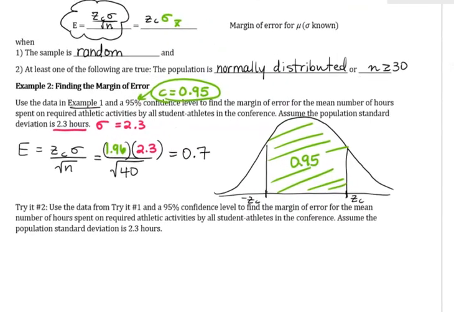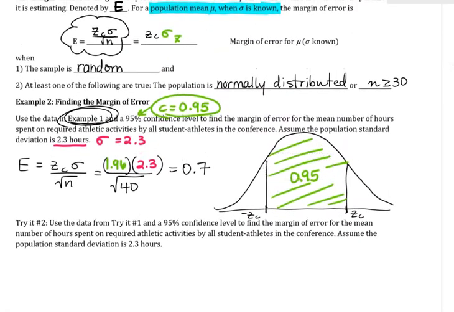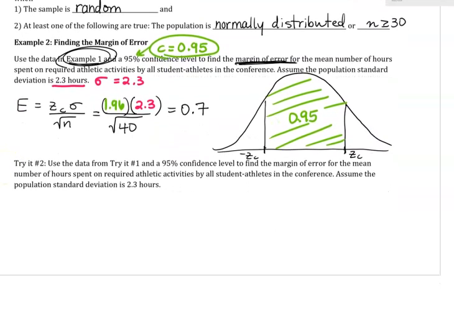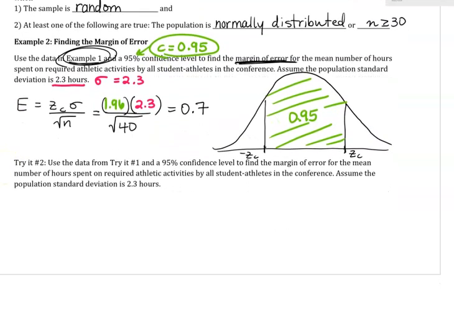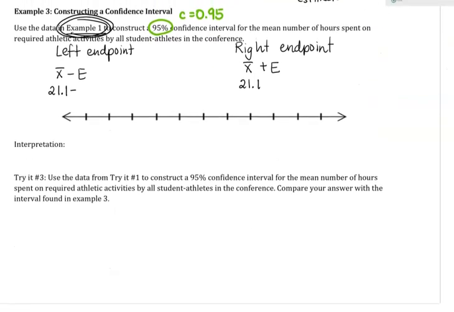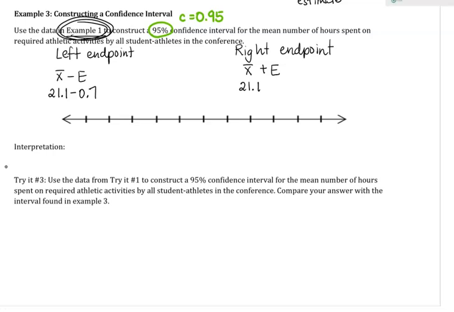Now, what we did in example 2 is we used the data from example 1 to find the margin of error. So we already found the E value for a 95% confidence interval using the data from example 1, and E is equal to 0.7. So I'm going to subtract 0.7, and I'm also going to add 0.7, which is going to get me to 20.4 and 21.8.